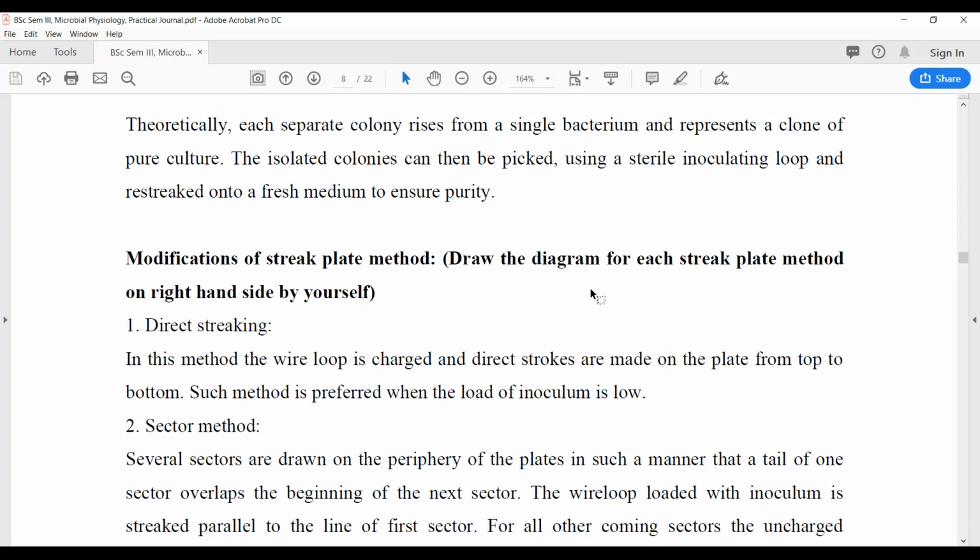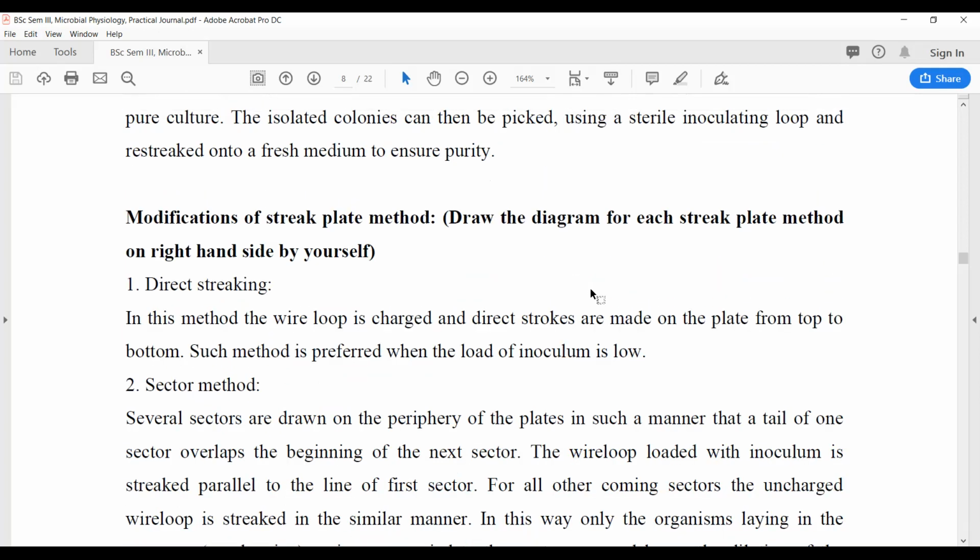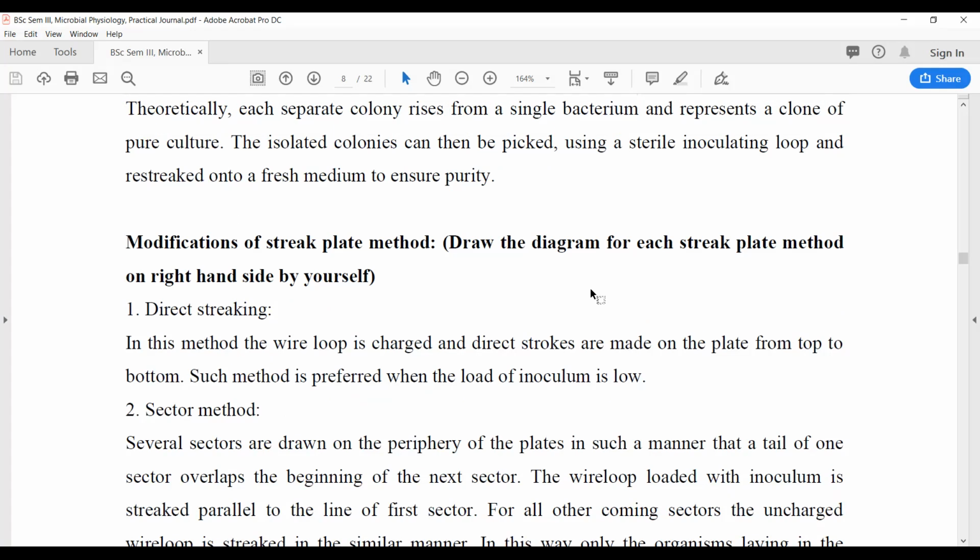How to draw? That is for the direct streaking, sector wise. Whatever number of sectors you want to draw, no problem. I already told you in theory; the same thing is going to come here. So the drawing will be done on your left hand side page. For each streak plate method, on the right hand side by yourself. Sorry, please correct it to the left hand side, because you have a journal: you write the journal on the right hand side, and drawing is required on the left hand side. Just correct it.